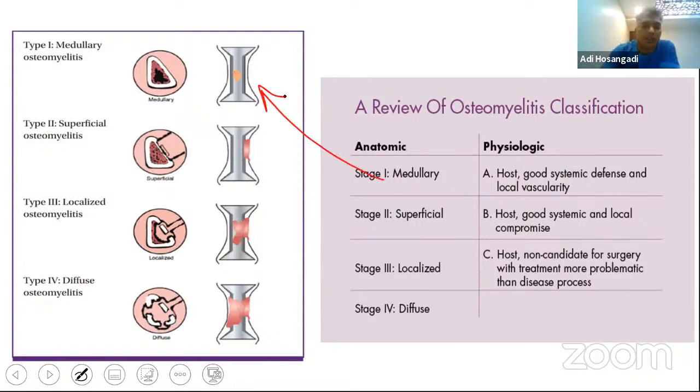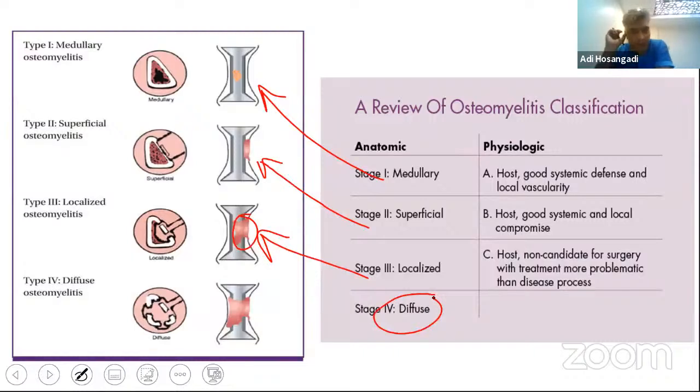Superficial osteomyelitis. This is commonly seen in diabetic foot, or there is a trauma, there is a wound on the surface bones, like in ulna or the upper end tibia, where the bone is palpable. Because of chronic soft tissue infection, it is spreading to the bone, superficial. Then comes your localized. Only this part of the bone is affected. Diffuse osteomyelitis means entire bone gets affected, right?